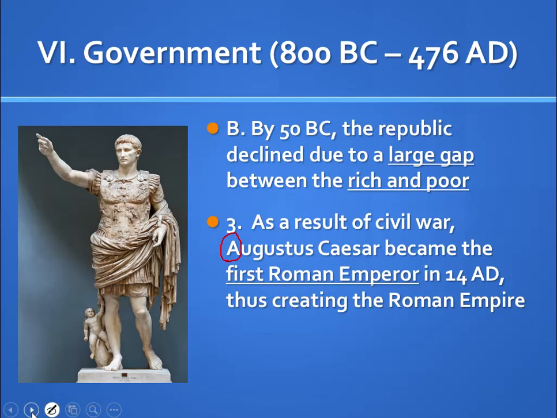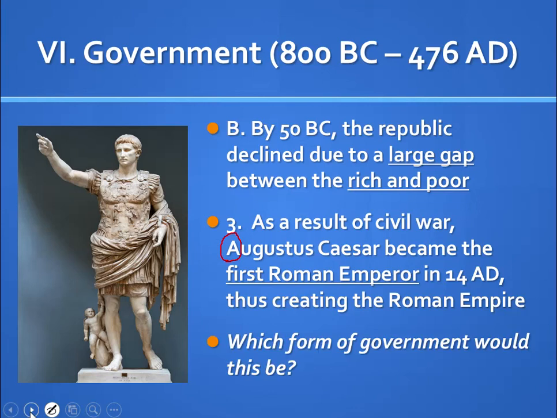Anyways, so he's the first Roman emperor, and he creates the Roman Empire. Now you have one person ruling. When he dies, his son doesn't take over. That's not how it happens. Someone else takes over. And so it is a tyranny, but it's a very long-lasting tyranny, which is pretty rare.